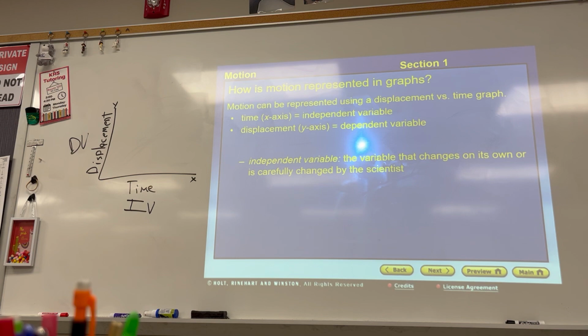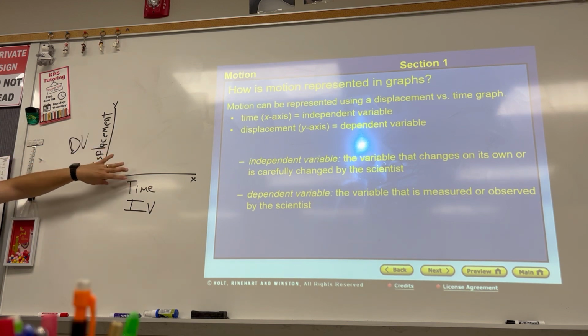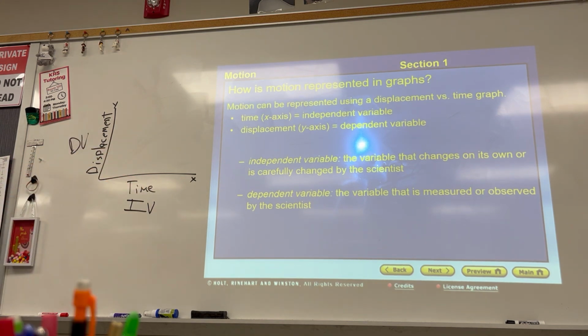The dependent variable also changes, but I do something else with it. I don't change it myself, I measure it. So the dependent variable is the thing that we are observing or measuring as it changes related to the independent variable.